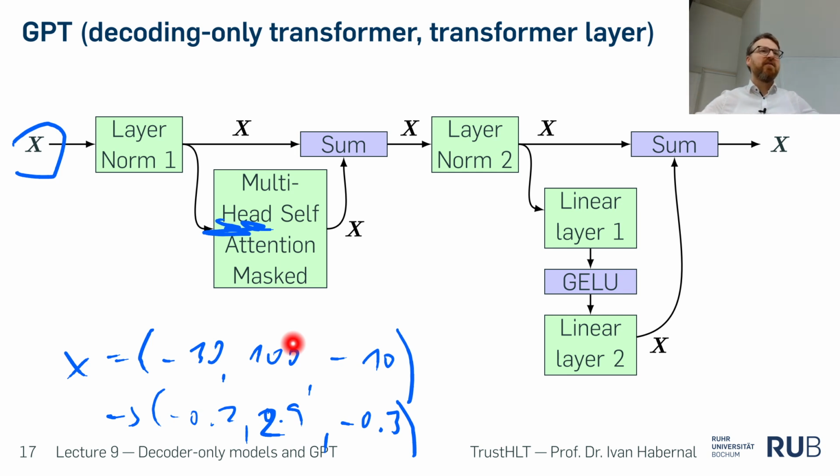So you're just linearly cramping the numbers close to 0 with some standard deviation. Good. So this is the layer.